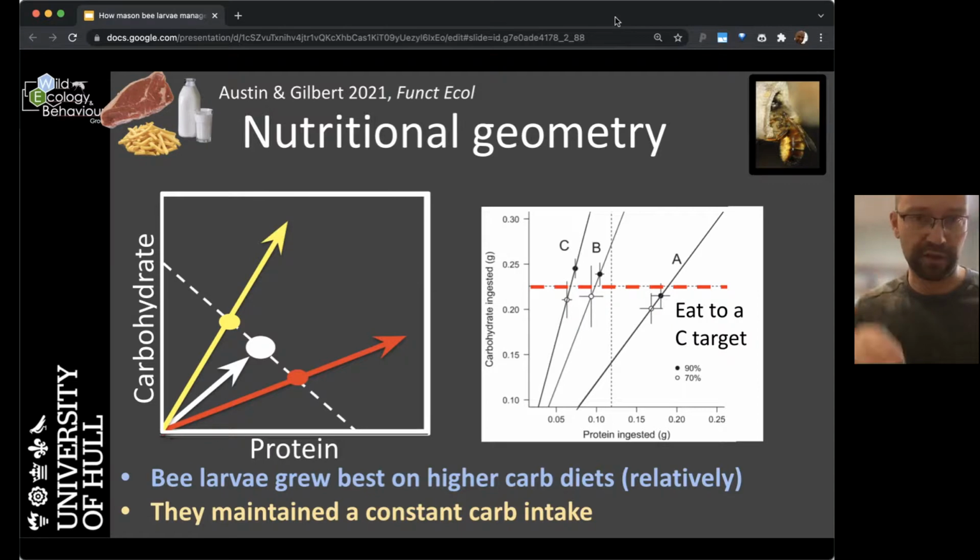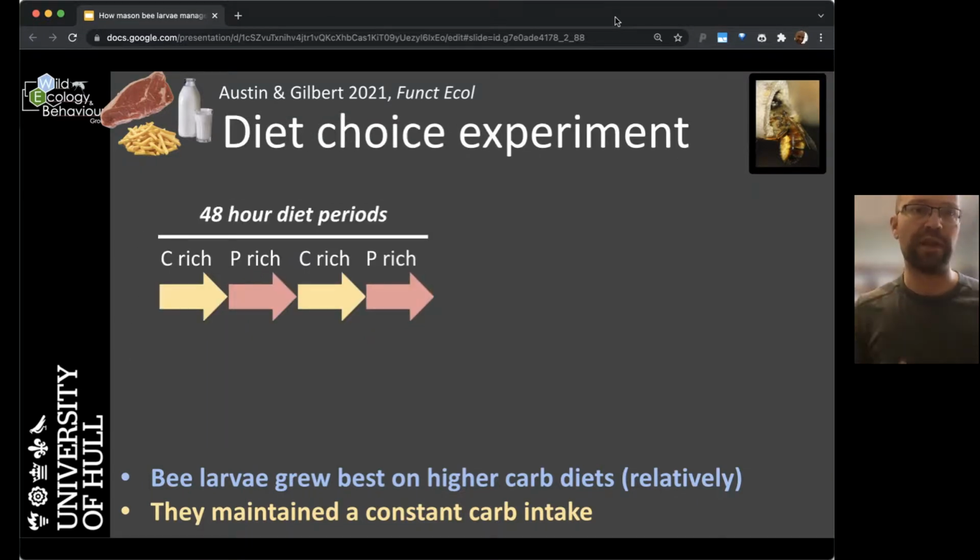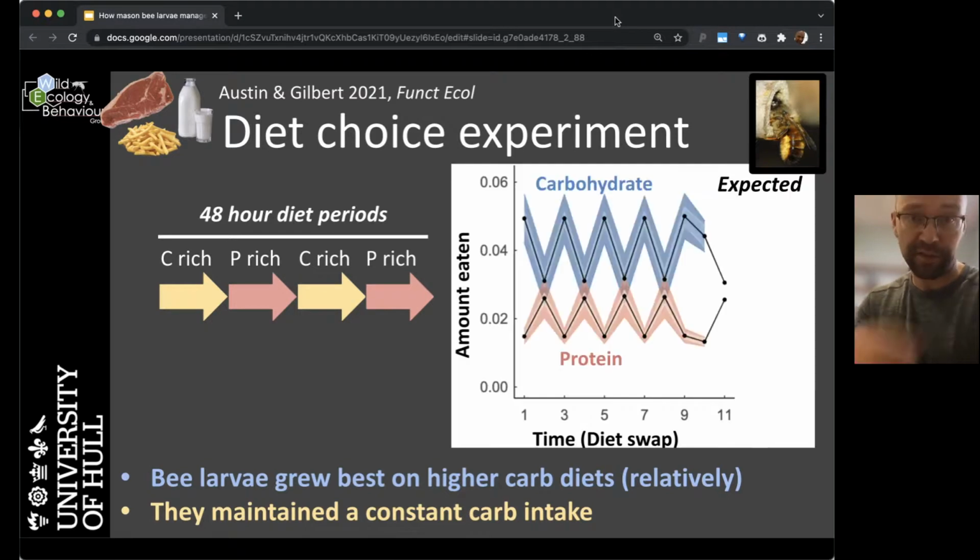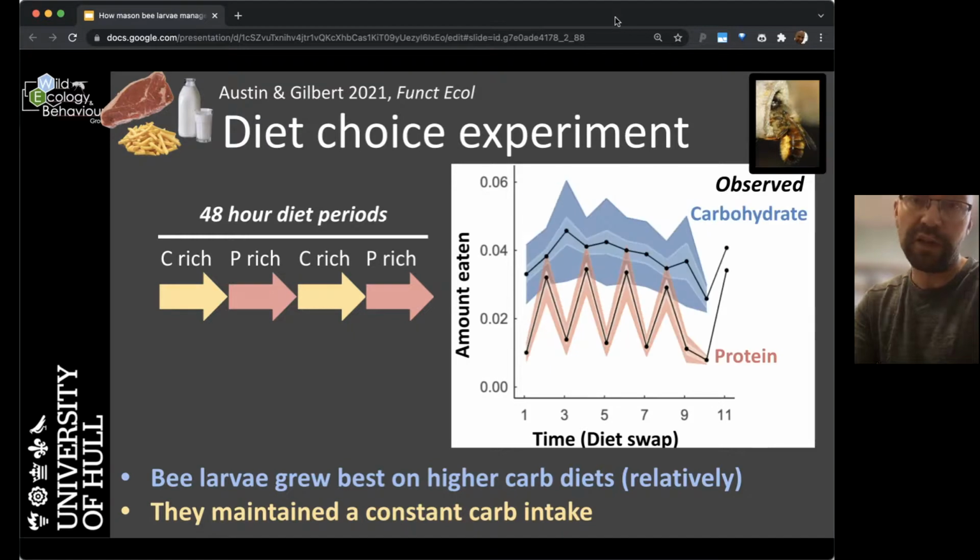They would eat and eat until they got a certain amount of carbohydrate, regardless of how much protein they got in their diet. They maintained a constant carbohydrate intake, and that was reinforced when we gave them a choice experiment by giving them different foods on a 48-hour schedule. So we'd give carbohydrate rich for 48 hours, protein rich for 48 hours, and then vice versa, etc. You would expect that the amounts of carbohydrate and protein would fluctuate if they were eating just randomly among those diets. But what we observed was that the amount of carbohydrate eaten over time remained very, very stable, which is good evidence that they are maintaining a stable intake of carbohydrate.